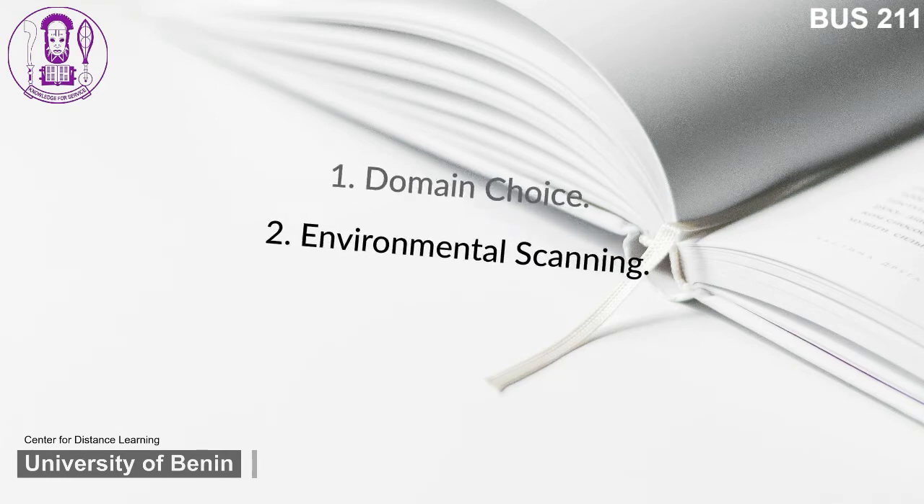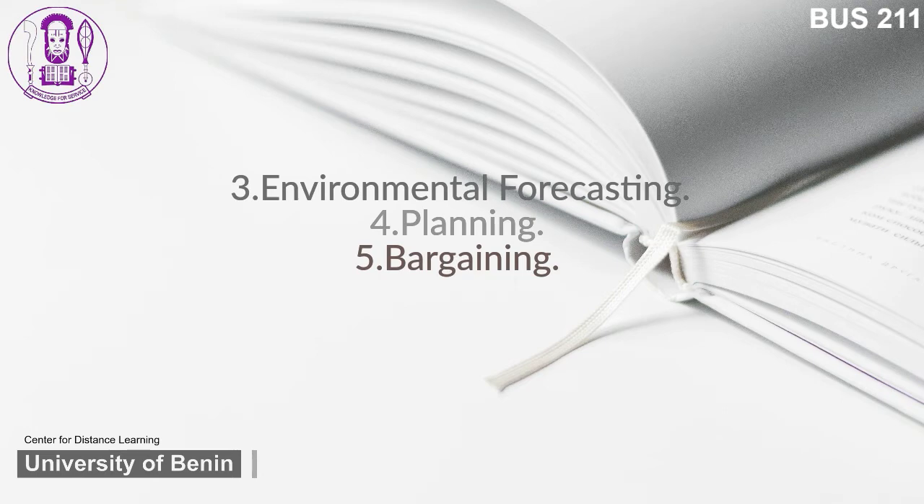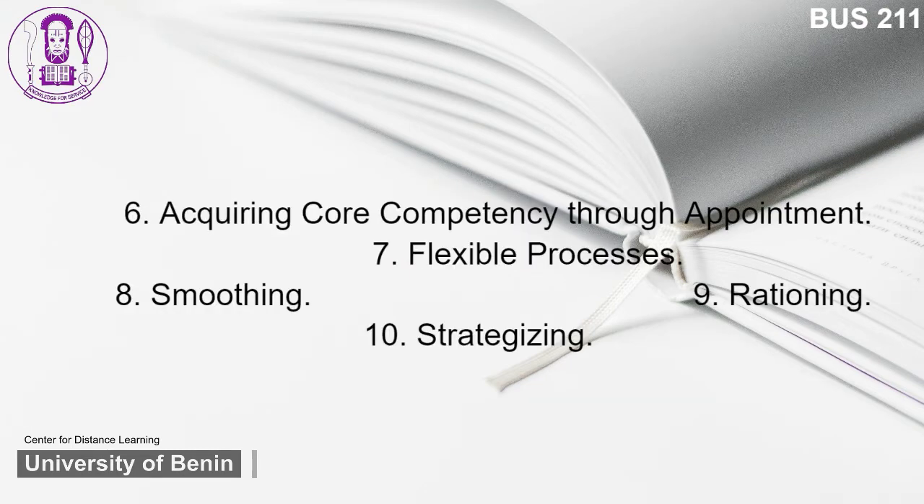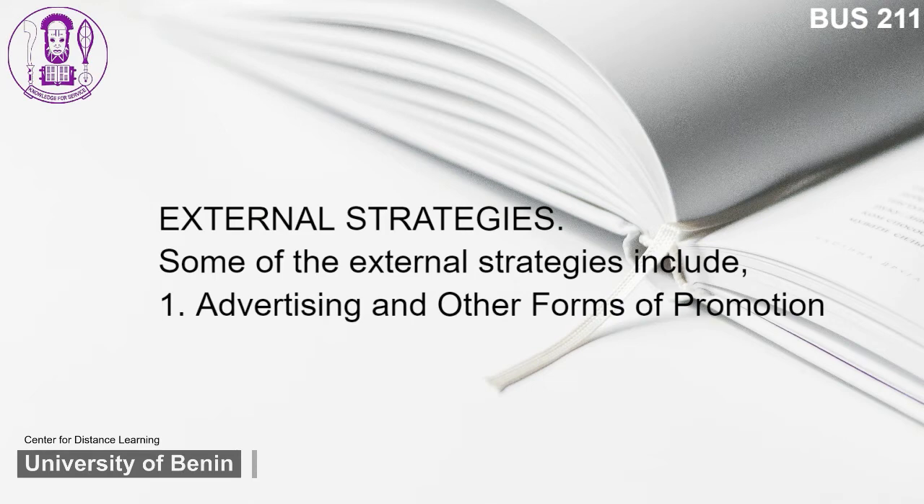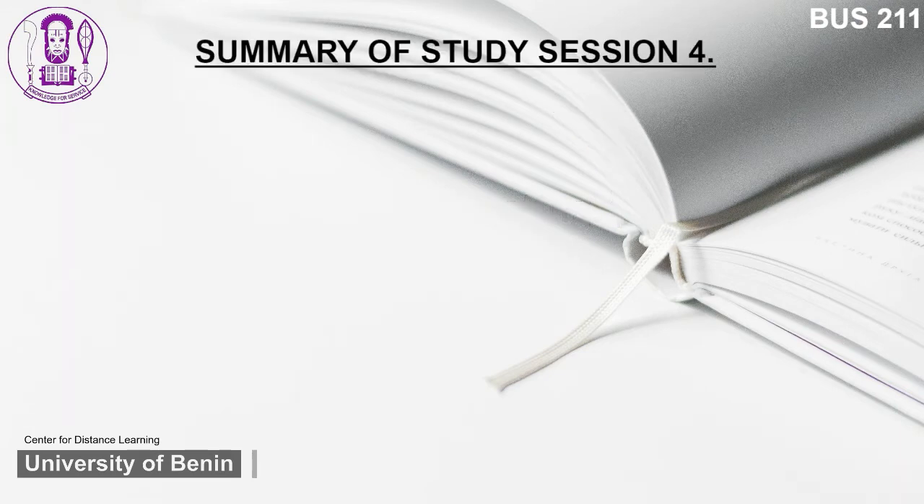1. Domain choice. 2. Environmental scanning. 3. Environmental forecasting. 4. Planning. 5. Bargaining. 6. Acquiring core competency through appointment. 7. Flexible processes. 8. Smoothing. 9. Rationing. 10. Strategizing. External strategies. Some of the external strategies include: 1. Advertising and other forms of promotion. 2. Contracting. 3. Lobbying. Summary of Study Session 4.